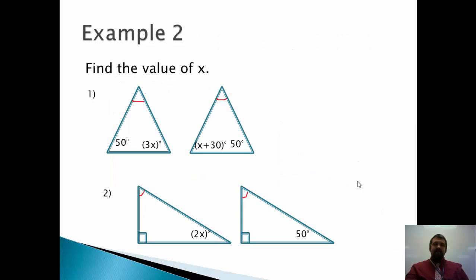Alright, let's do an example. Find the value of x. So for the first one here, what I'm looking at is this angle matches up to this angle. This 50 matches up to this 50. So this here is technically my third angle, 3x and x plus 30. Because I have 2 angles being congruent to 2 angles in another triangle, the third angles are also congruent. So that means this measure here, 3x, has to be the same as this measure, x plus 30.